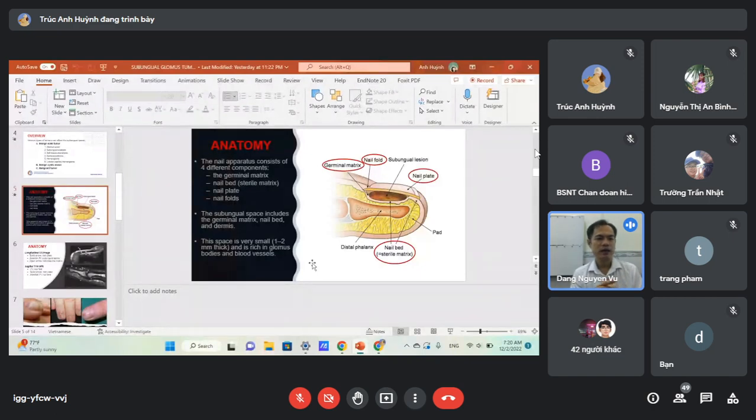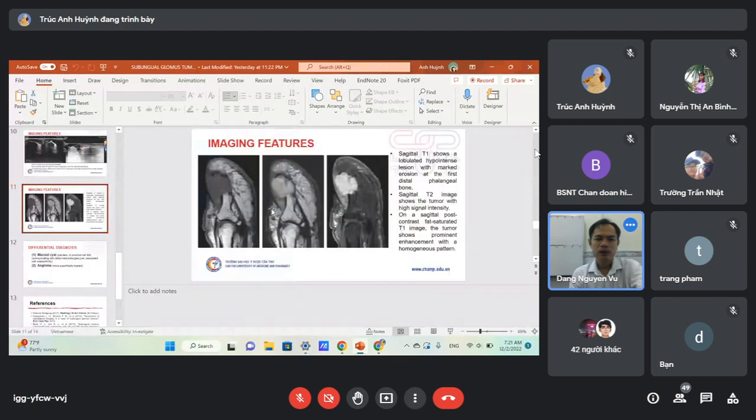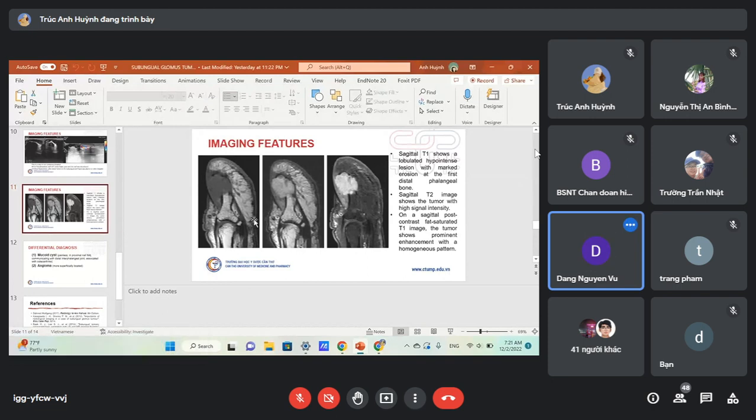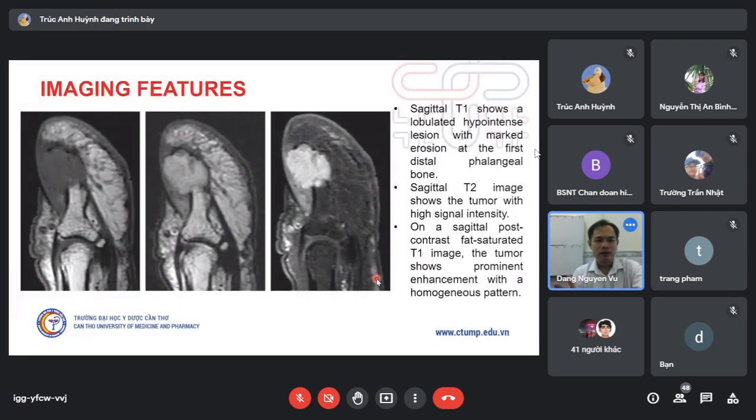Okay, can you show the MRI again? Is the image the T1 weighted contrast? Yes, on the last image we have the T1 weighted fat saturation with contrast administration.